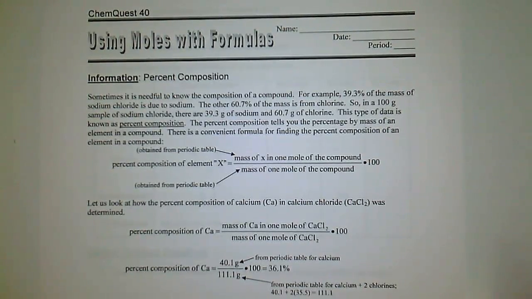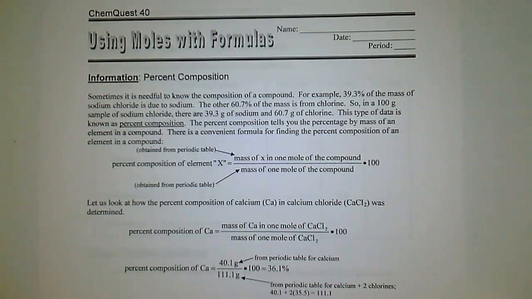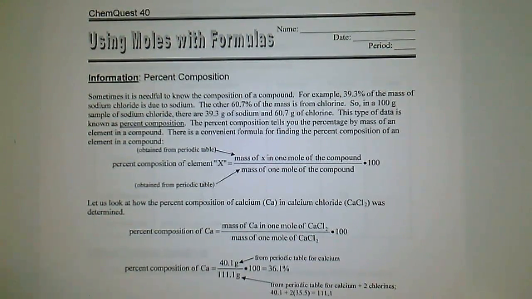So we see information about percent composition here. Sometimes it is needful to know the composition of a compound. For example, 39.3% of the mass of sodium chloride is due to sodium. The other 60.7% of mass is from chlorine. So in a 100-gram sample of sodium chloride, there is 39.3 grams of sodium and 60.7 grams of chlorine. This type of data is known as percent composition. The percent composition tells you the percentage by mass of an element in a compound.